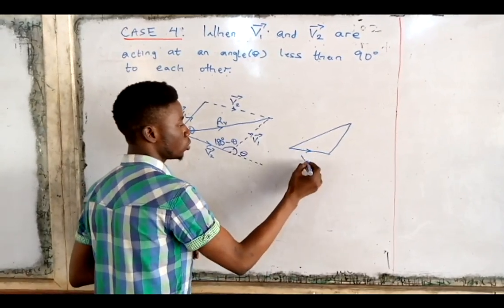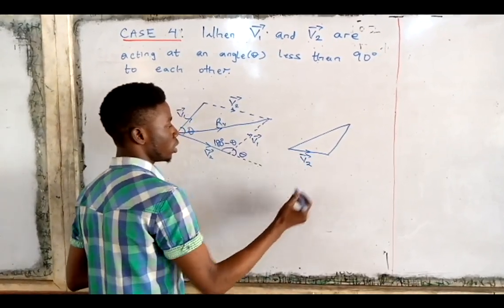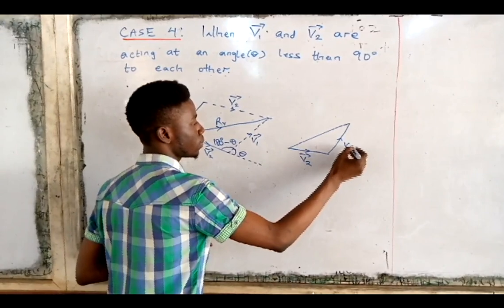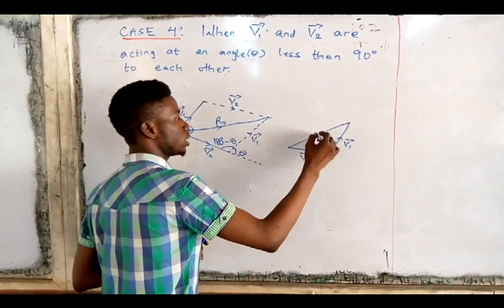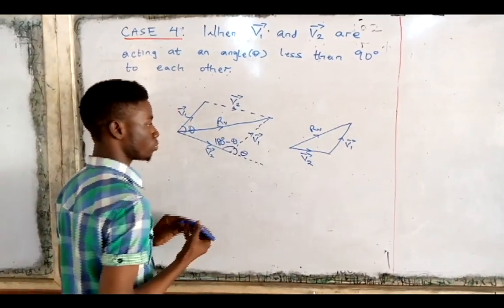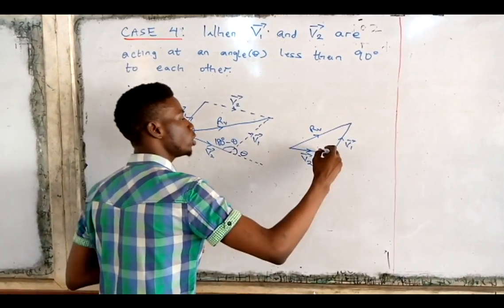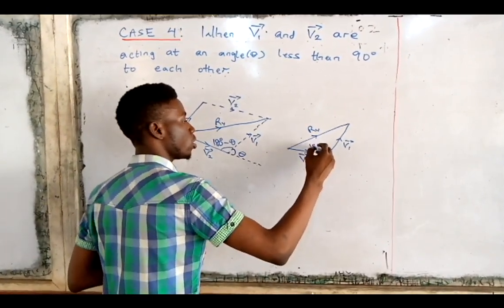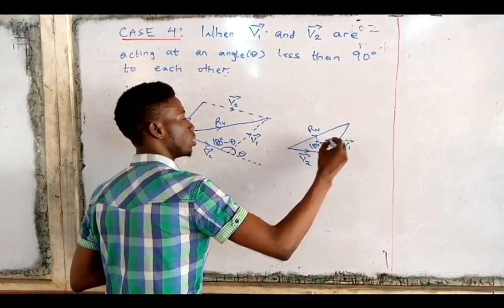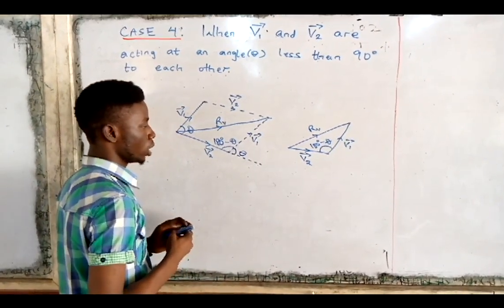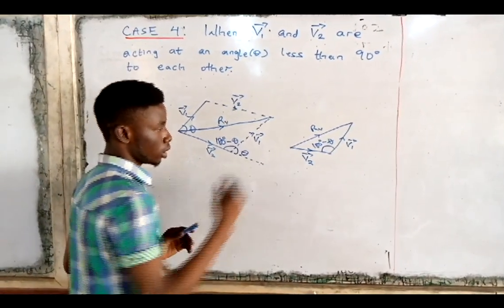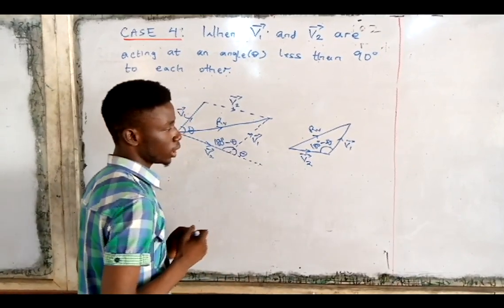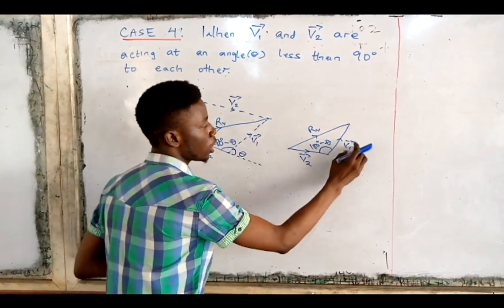This is V2 and this is V1, while this is my resultant vector. Then the angle here is 180 degrees minus theta. Now, the value of the magnitude of V1 will be known, and the value of the magnitude of V2 will be known as well.